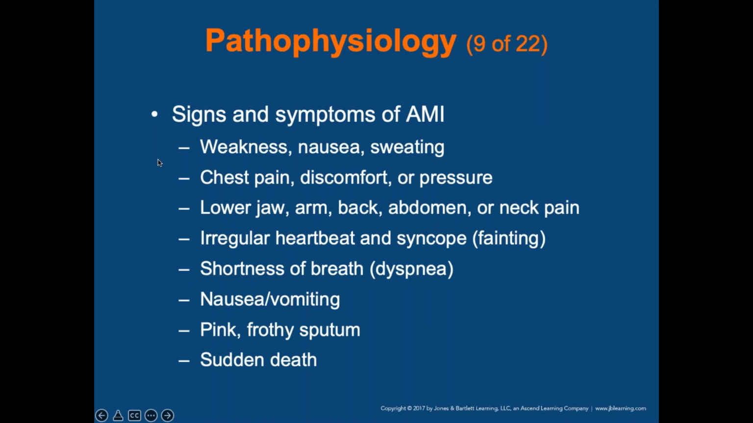So some of the signs of an acute MI are weakness, nausea, sweating, chest pain, discomfort, or pressure, lower jaw, arm, back pain, abdomen pain, neck pain, irregular heartbeat or syncope, fainting, shortness of breath, nausea, vomiting, pink frothy sputum, and sudden death.